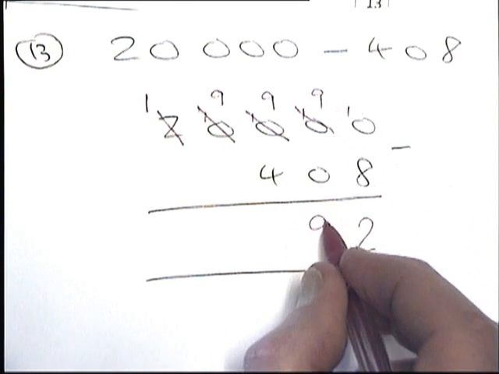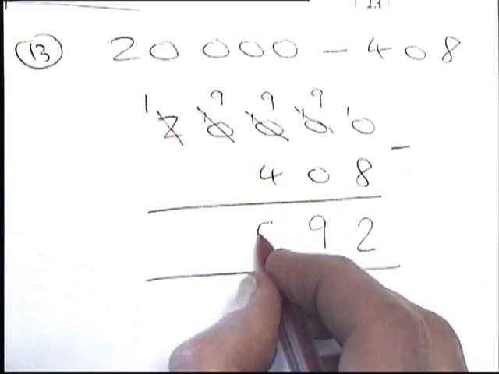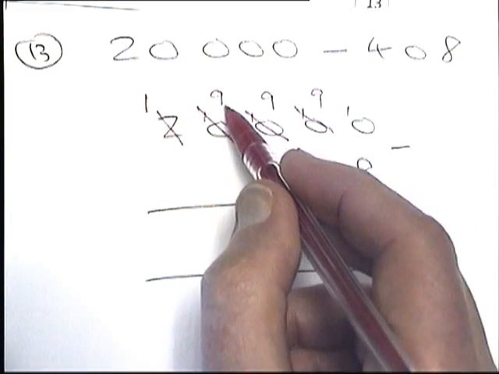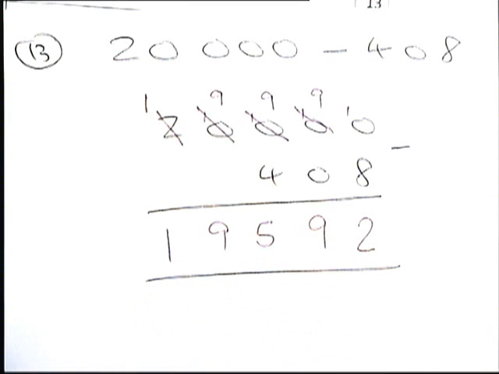9 take away nothing, which is 9. 9 take away 4, which is 5. 9 take away nothing is 9. 1 take away nothing is 1. So there's the answer to that one, 19,592.